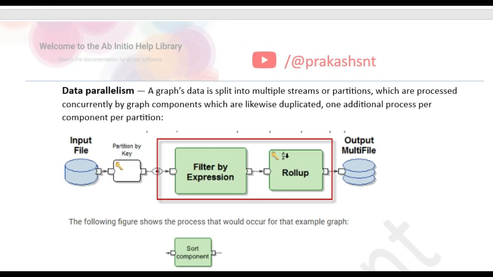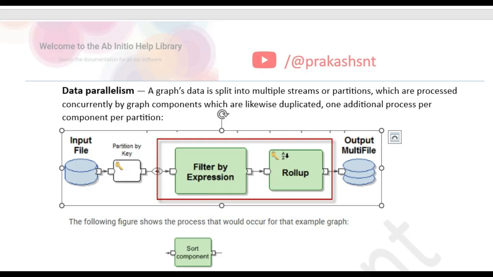Next we have data parallelism. In data parallelism, the data is split into multiple streams or partitions, which are processed concurrently by graph components, which are likewise duplicated on additional processes, one per partition. The best example is the multifile system. In a multifile system, the data is being processed in parallel, because there are multiple files, and multiple files are processed simultaneously. You can see the example here.